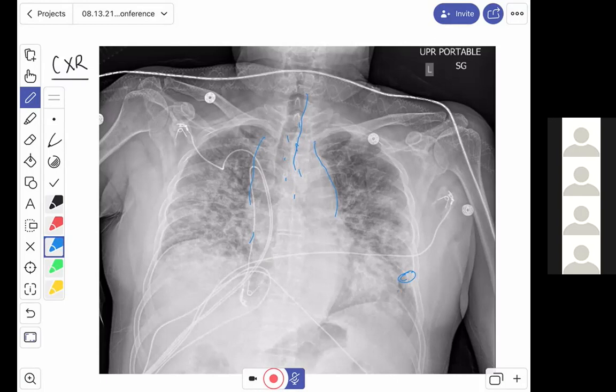Anybody have anything to add in terms of this X-ray? What's this thing going across the top? Does he have like some weird bilateral clavicle or shoulder implant?